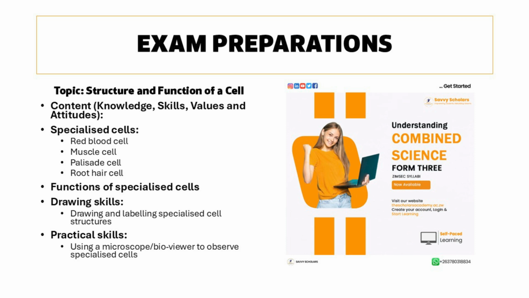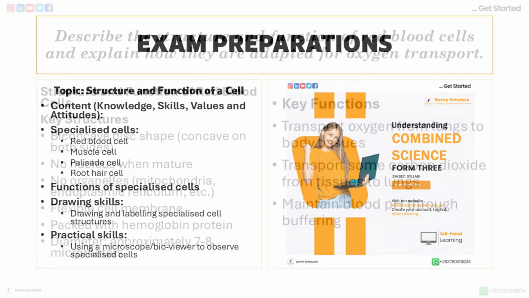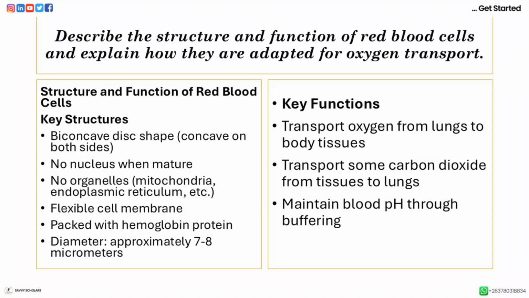The structure and function. So the first question that I'm going to look at, that you might probably come across in an examination, is describe the structure and function of red blood cells and explain how they are adapted for oxygen transport. When you look at this question, you see that it is folded into three parts.